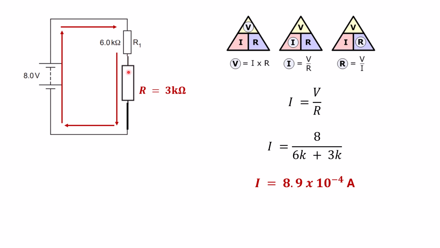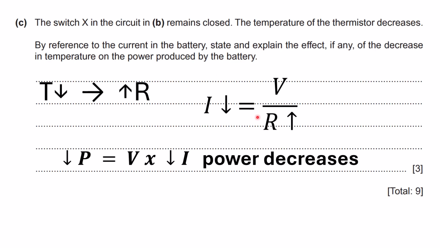Now this time they are in series, so we have to add them. We don't add the inverse. We add the inverse when they are in parallel, and we add the values when they are in series. So now it will be 6 plus 3, which is 9K. So 8 divided by 9K is 8.9 times 10 to the minus 4 amps. So that's the current flowing through the circuit and through the battery.